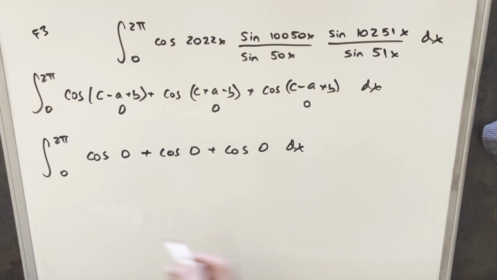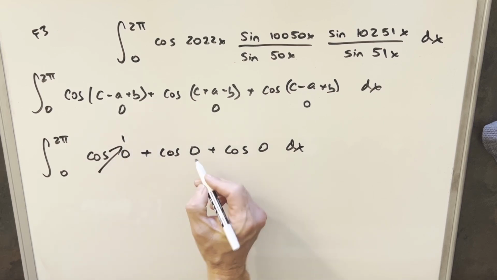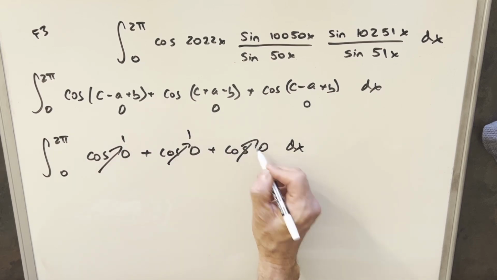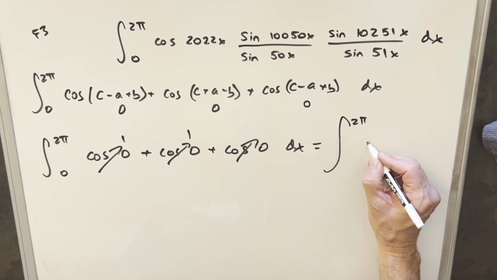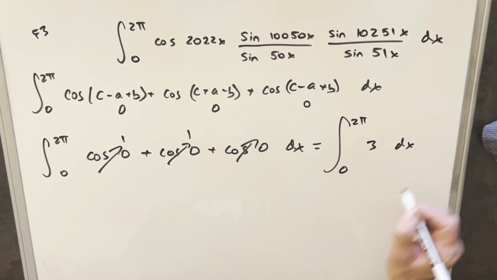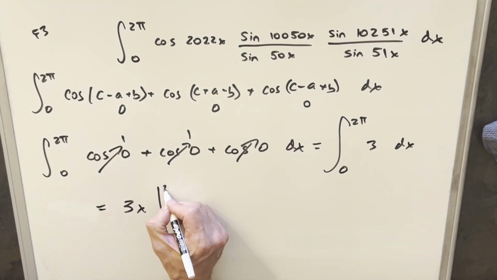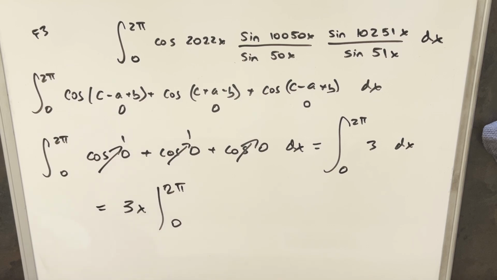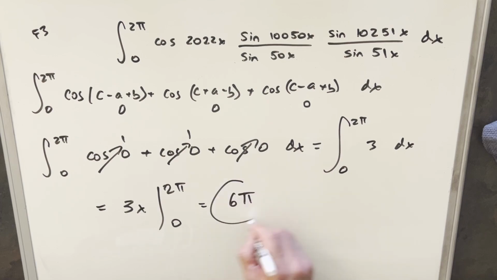Okay, so now we've boiled our integral down to cosine of 0 plus cosine of 0 plus cosine of 0. Of course, like I had mentioned earlier, cosine of 0 is just 1. So now, after all that work, we're just integrating the number 3 from 0 to 2 pi. That's just going to give us 3x evaluated from 0 to 2 pi. Plugging in 0 and plugging in 2 pi, we get our final solution of 6 pi.